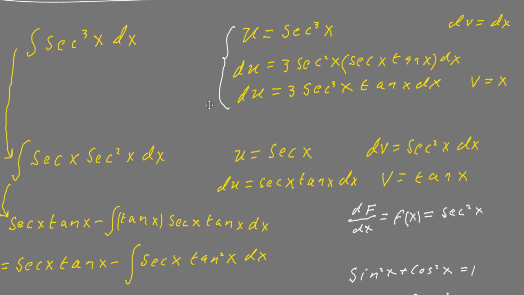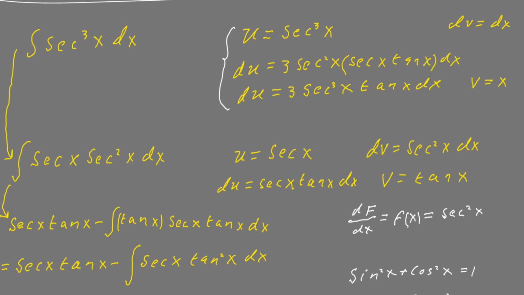I'll take a look at the secant cube problem first. If I wanted to apply integration by parts to this integral, what I might try is letting u equal secant cube x, and then dv would be equal to dx. So I'd have u is equal to secant cube x and dv is equal to dx.